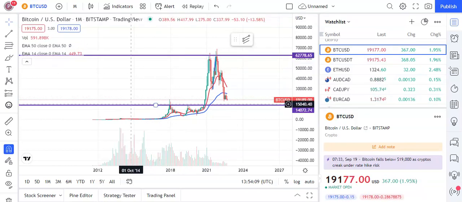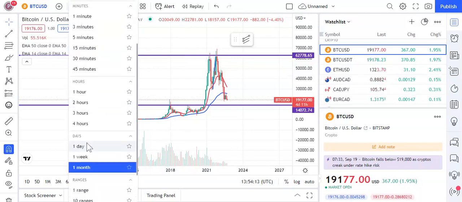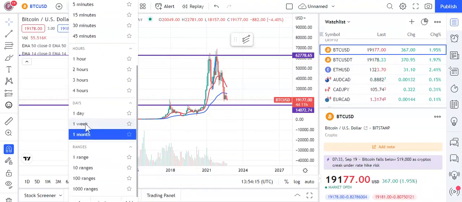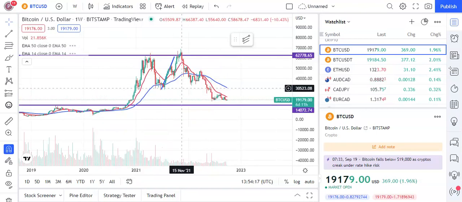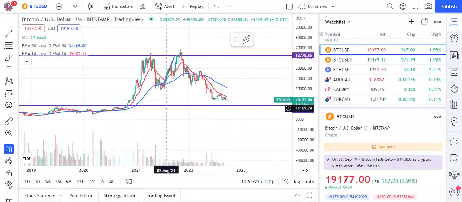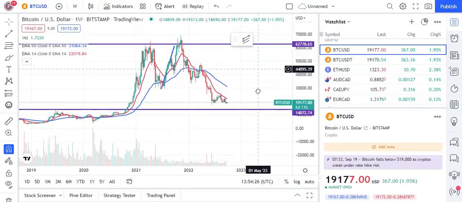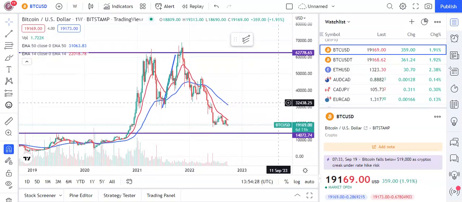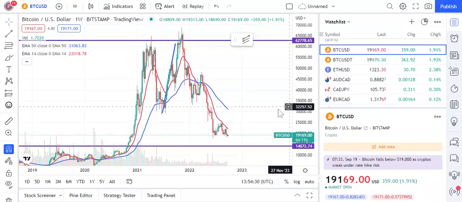So after doing this, I have to go to the weekly time frame to identify equally the area of support on the weekly time frame. Now this is the weekly time frame. You can see that the line I drew at the monthly time frame is equally visible here at the weekly time frame. It is very clear. Let me enlarge the chart.